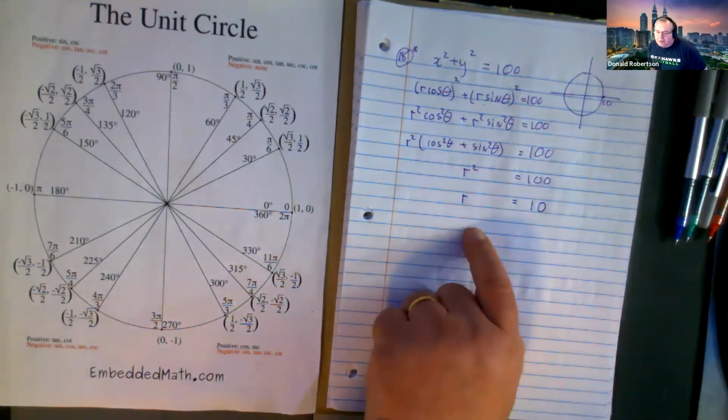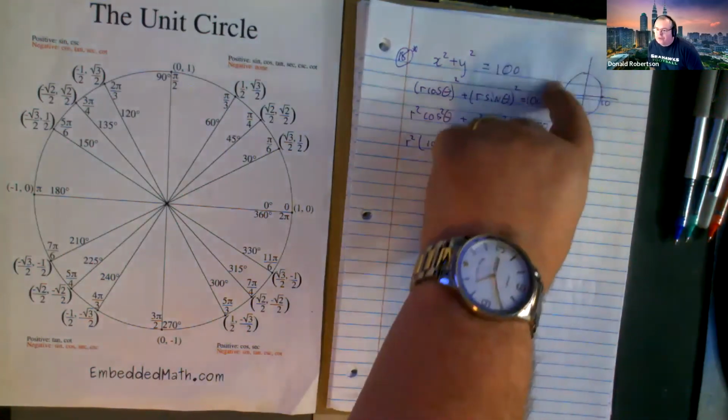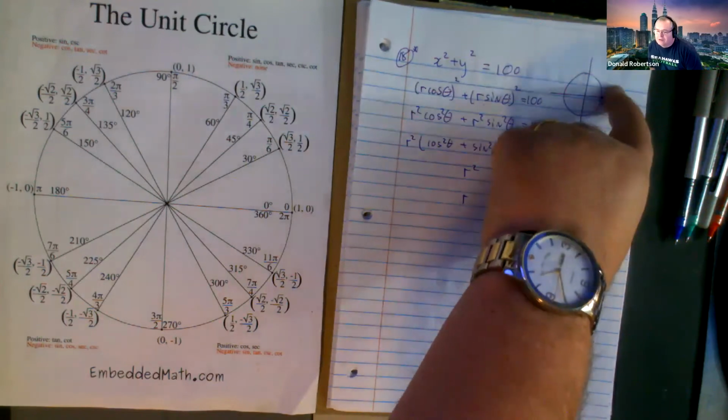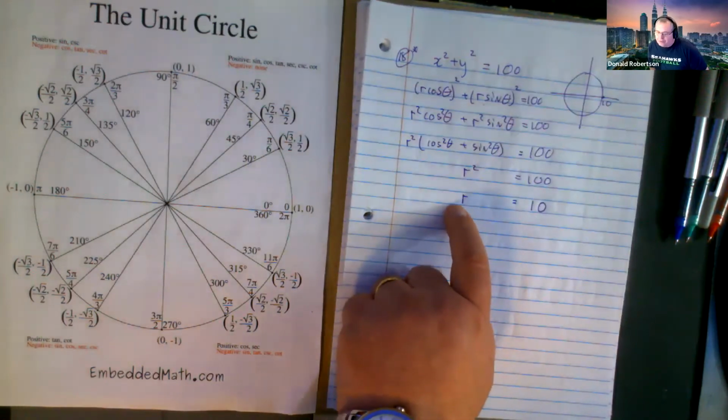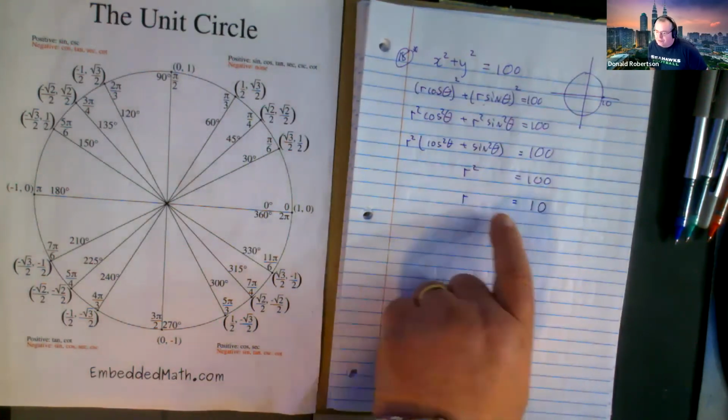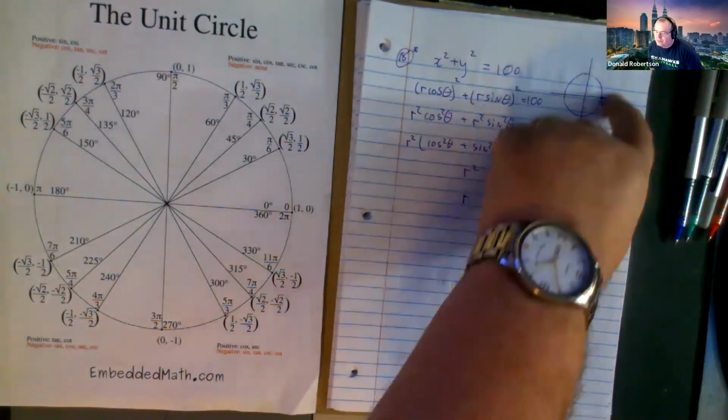Now, if you think about it, aren't all the points on this circle all the points whose radius, distance from the origin, is 10? Does that make sense? R equals 10 makes circles.